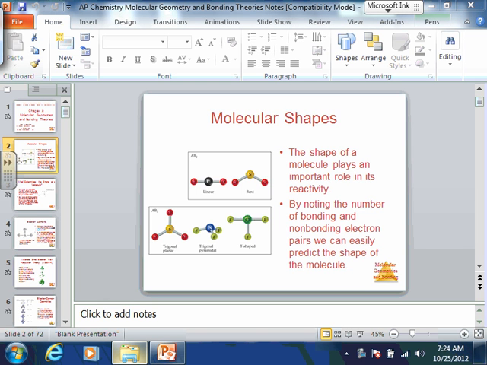Okay, we're going to start talking about shapes and polarity and all that good stuff today.